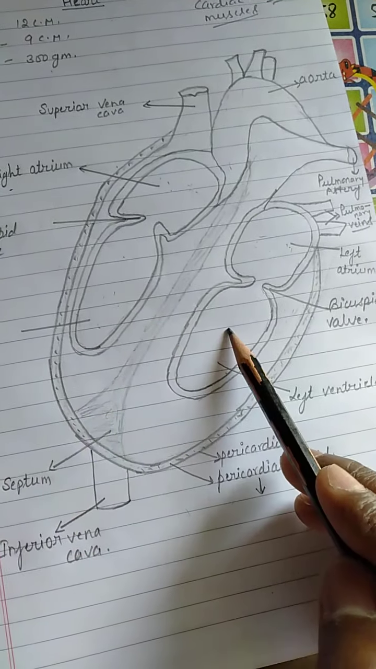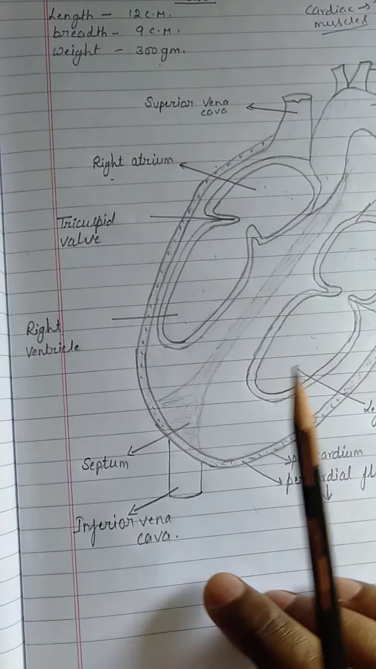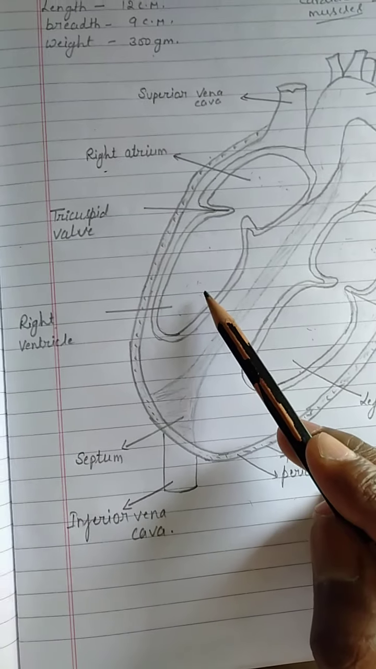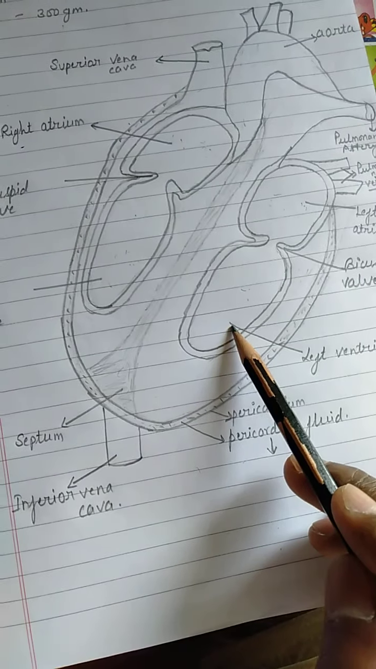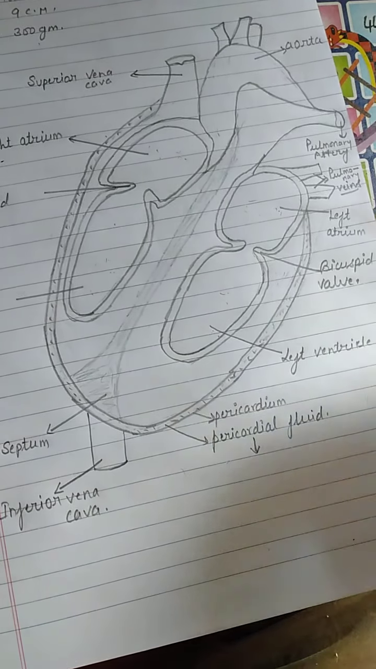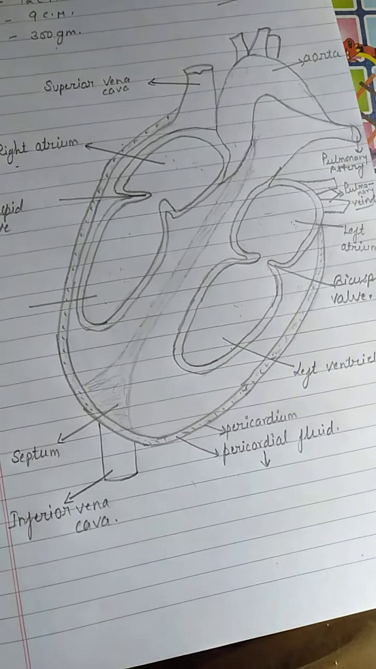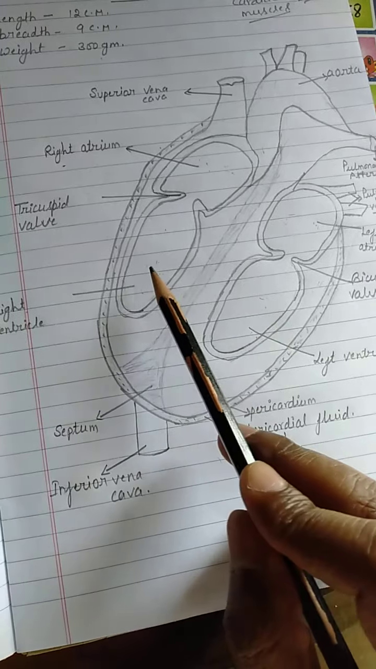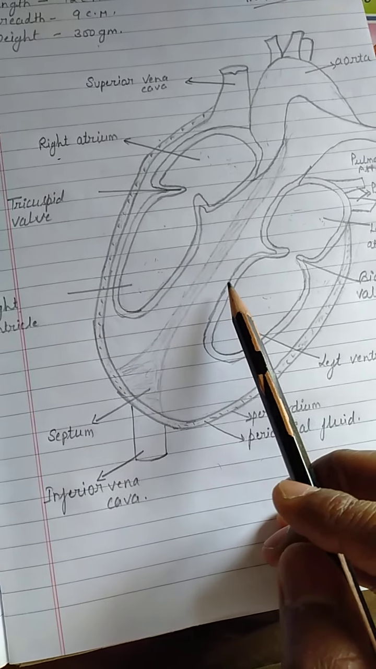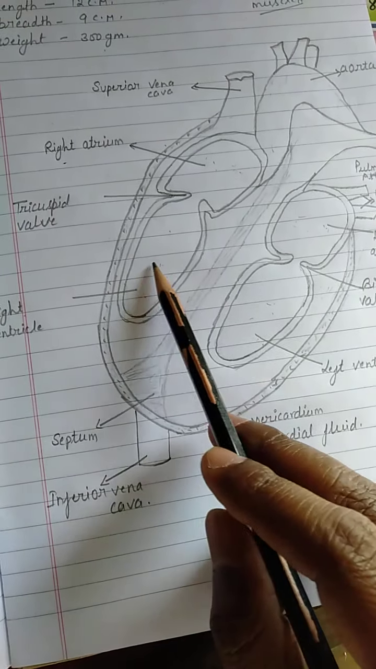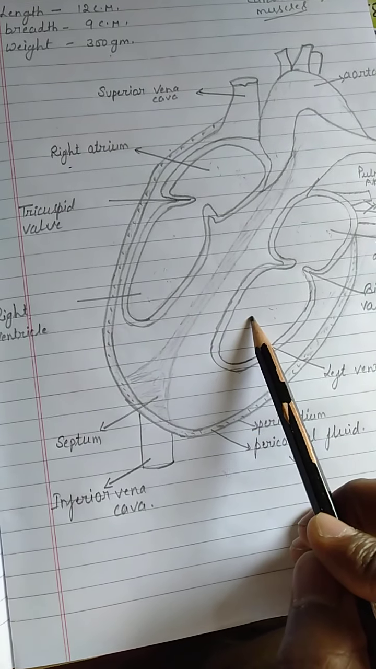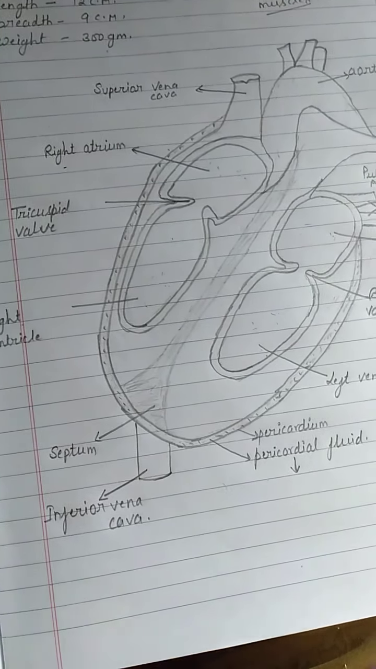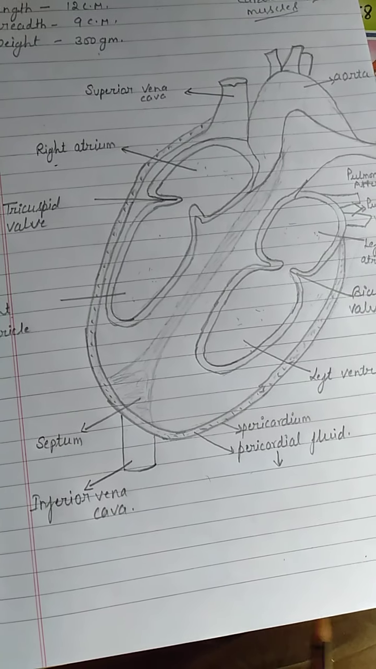Okay, now if we talk about the ventricles, these both the ventricles, right ventricle and left ventricle, are the distributing chambers. They are distributing the blood throughout the body. That is why they are known as the distributing chambers. And the length of the ventricles is more as compared to atriums.